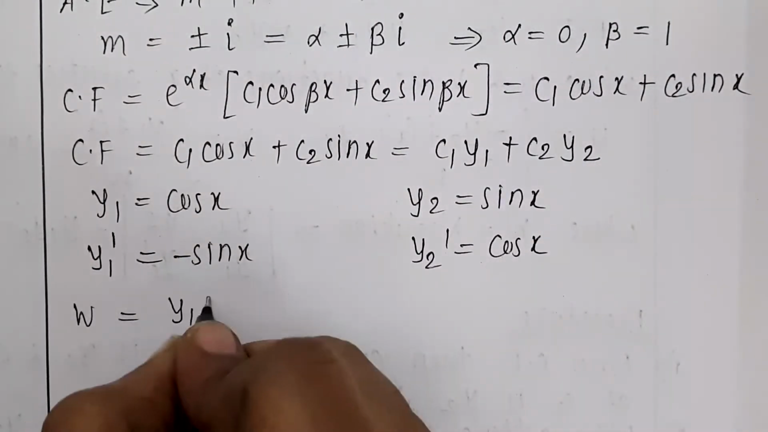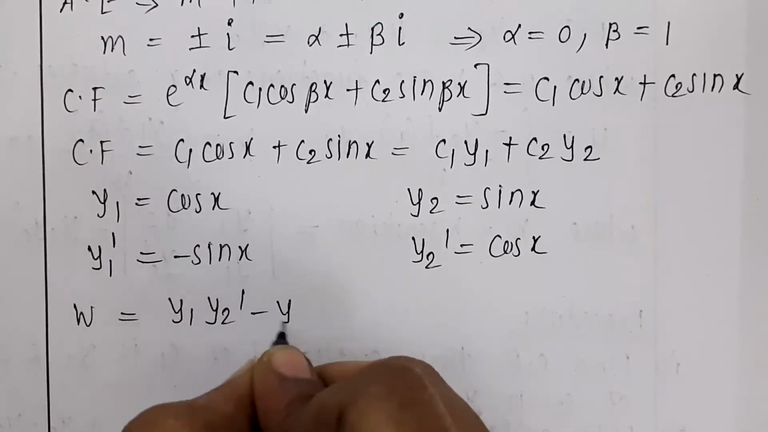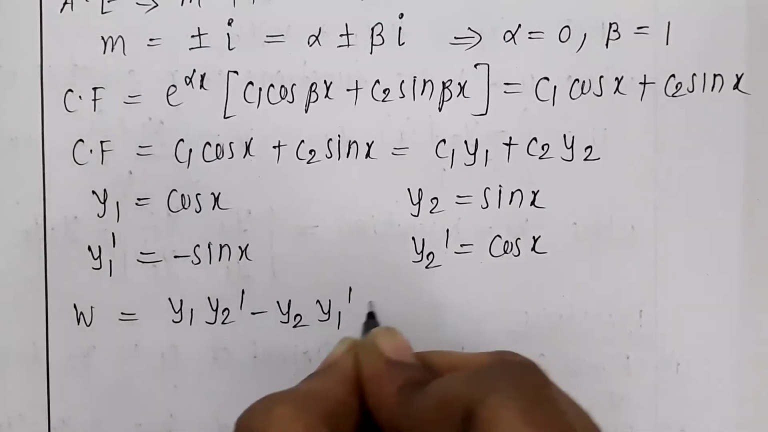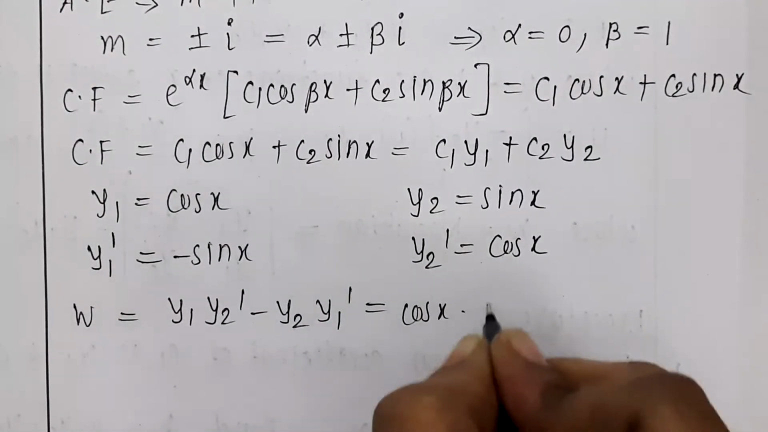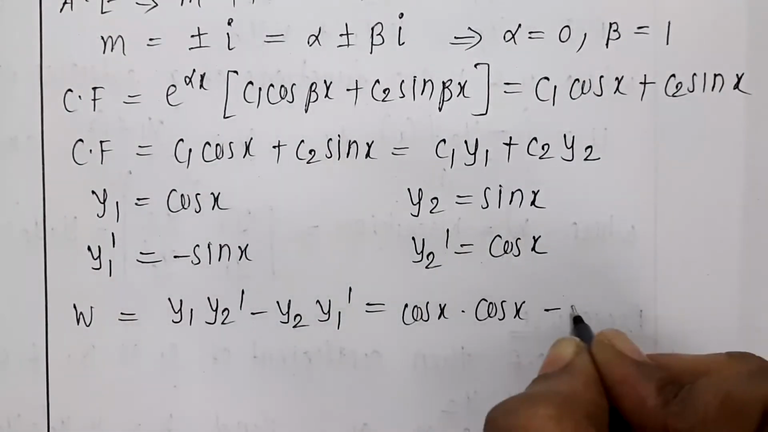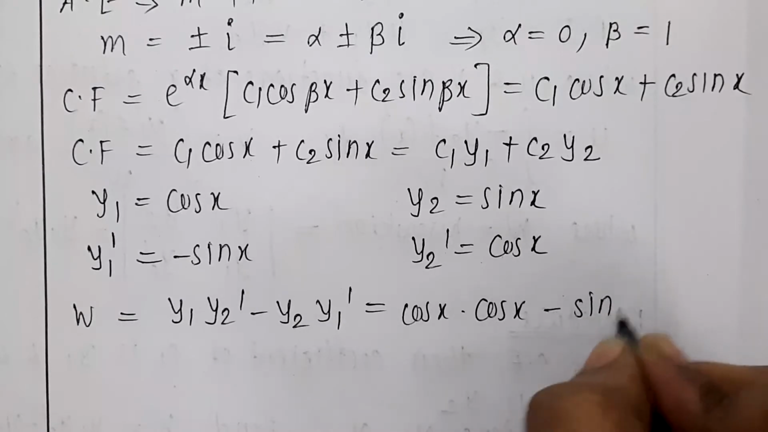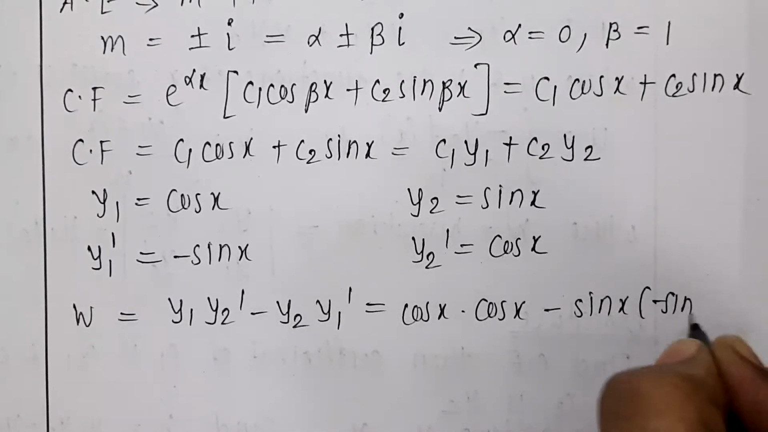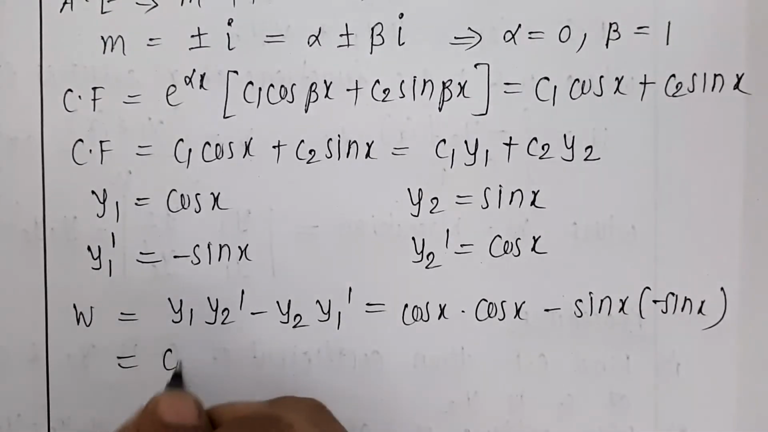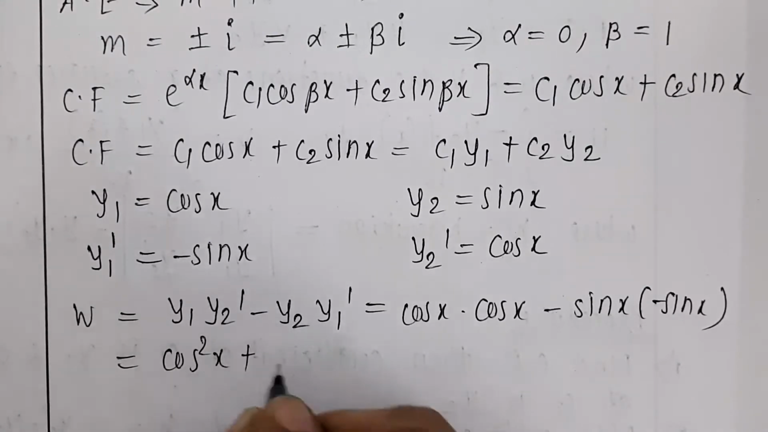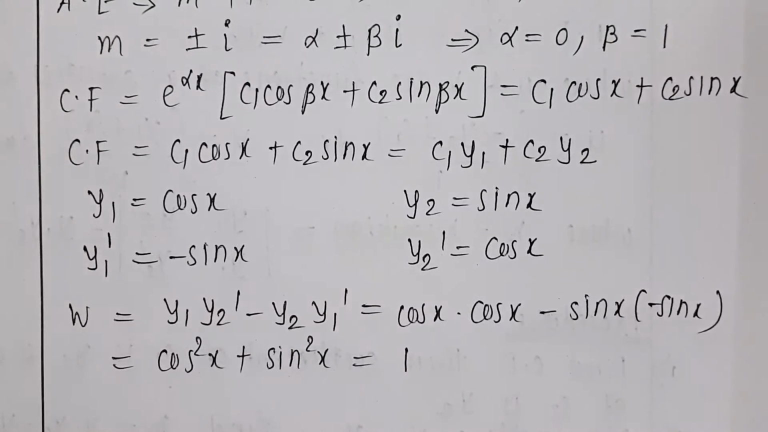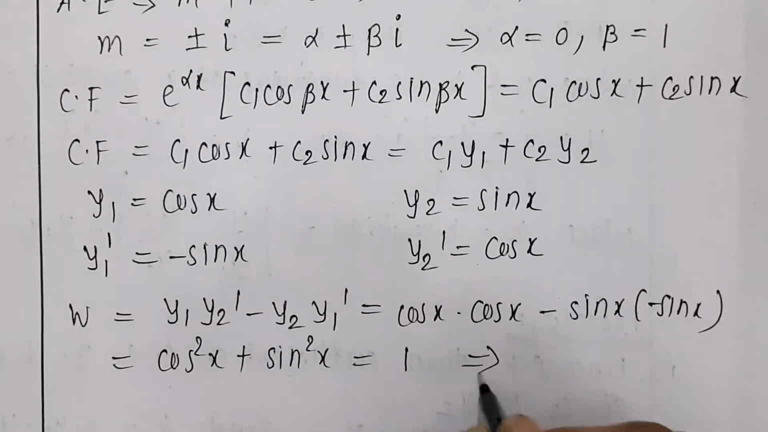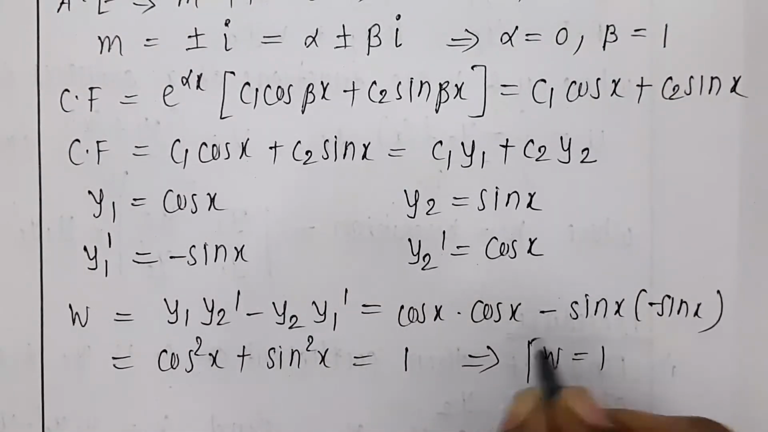So it is y1 y2 dash minus y2 y1 dash, which is equal to cos x into cos x minus sin x multiplied by minus sin x. So it is equal to cos square x plus sin square x. Cos square x plus sin square x is equal to 1. So we obtained W, which is equal to 1.